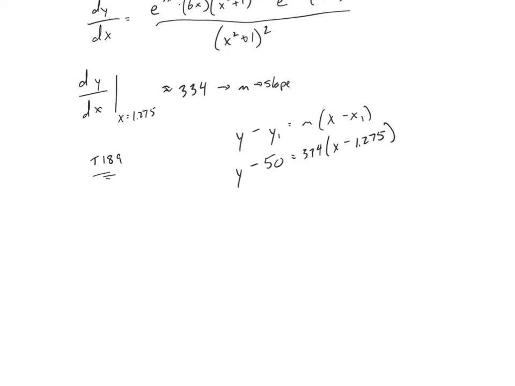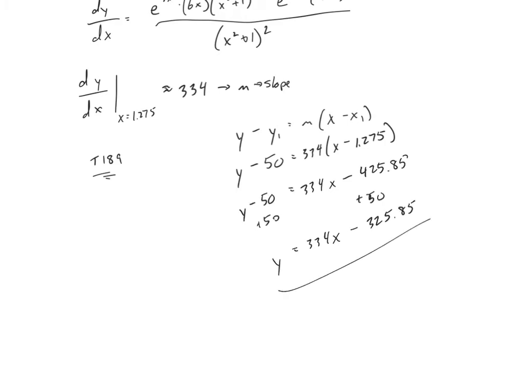We'll simplify this guy here. Y minus 50 is equal to 334x minus 425.85. And then when I add my 50 over, plus 50, we get y equals 334x minus 375.85. And that's the equation of our line. It's the tangent line to the curve at the point. Okay, so that is it for this section.